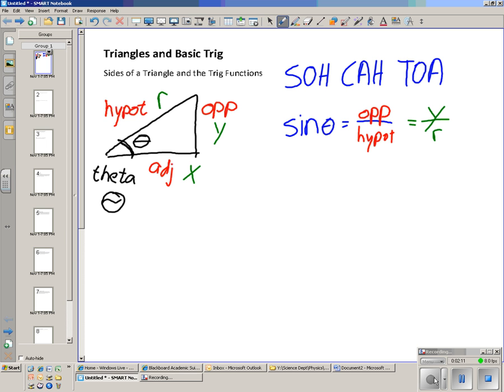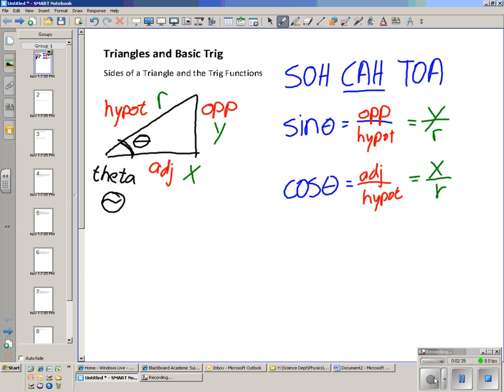Okay. Next one is CAH, which is the cosine of theta, which equals adjacent over hypotenuse. Using our new physics terminology here, we're going to be talking about x divided by r.